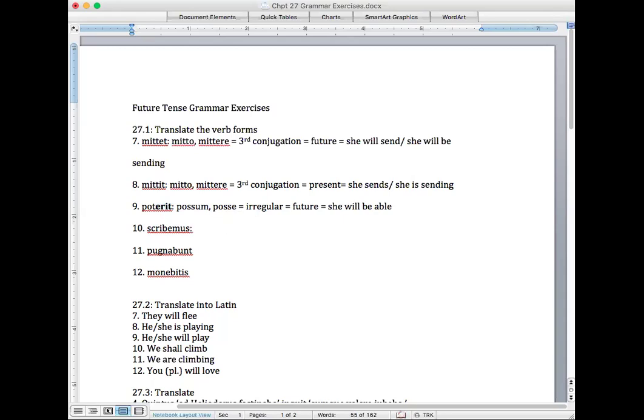Scribemus, remember that this comes from scribo, scribere. I wonder what conjugation it is. It's a short E, so it's going to be third. So how will I translate it? We will write.